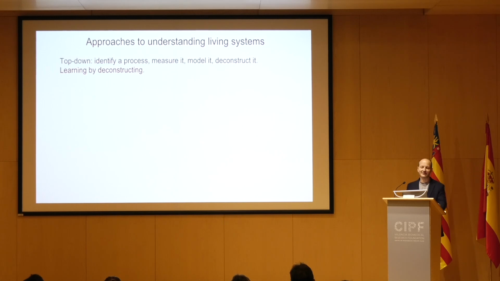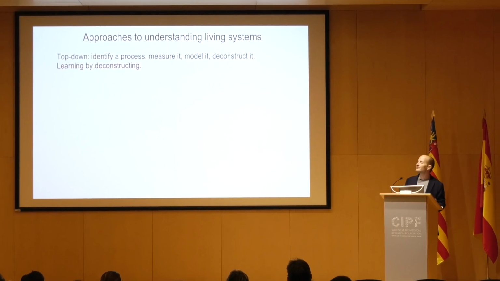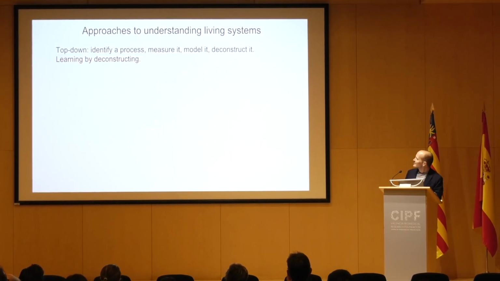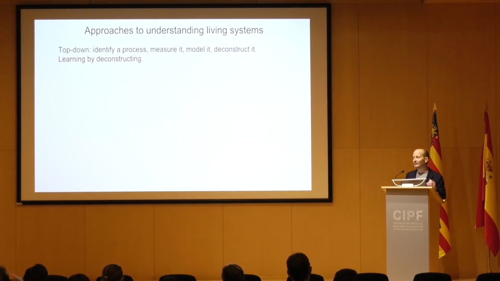So let me begin with an almost philosophical introduction. I would argue that there are 2 main ways in which you can understand a living system. And the first one is through these top-down approaches. The way this works is the following. So you identify a process. And it can be your favorite process, a context of cell migration, or a developmental process, a specific biological process in disease. You pick your favorite biological process.